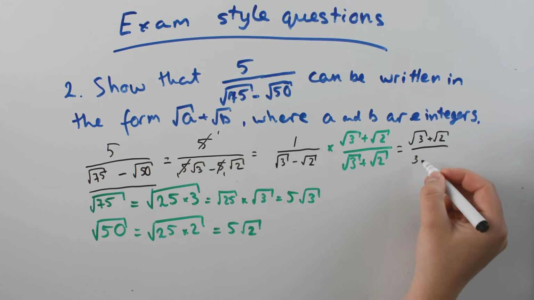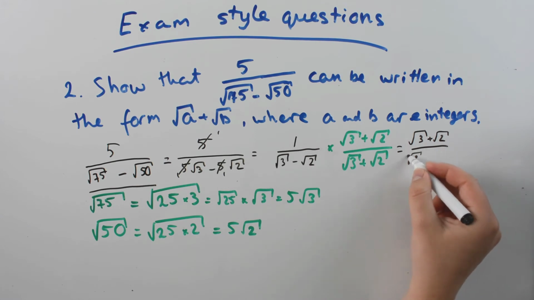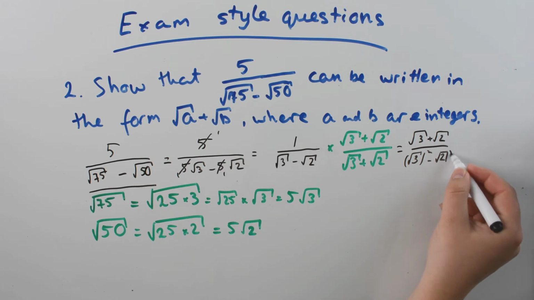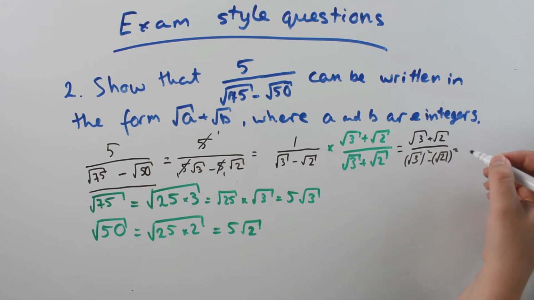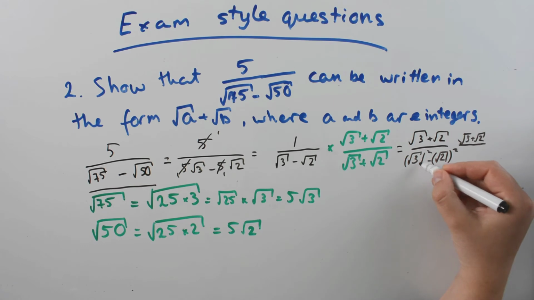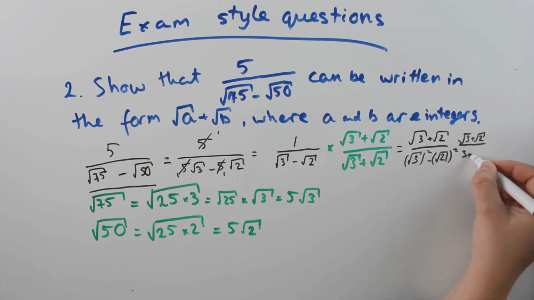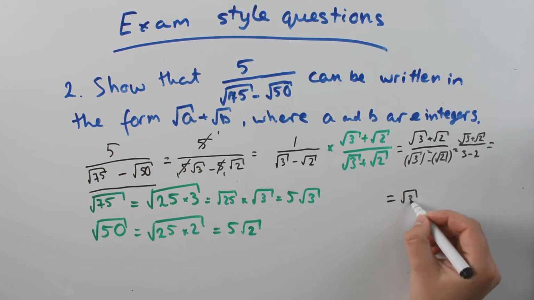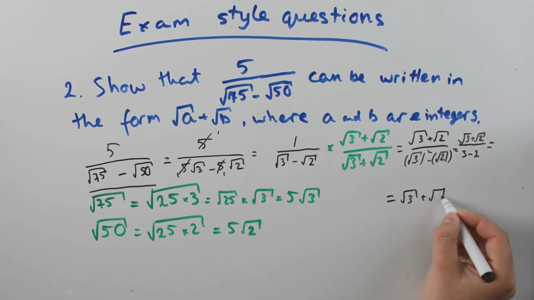Okay, so the expression becomes, the numerator will be square root of 3 plus square root of 2 as we times that by 1, and then the denominator will be square root of 3 squared minus square root of 2 squared, which will then simplify as 3 minus 2, and that is just 1. So our final answer is square root of 3 plus square root of 2.